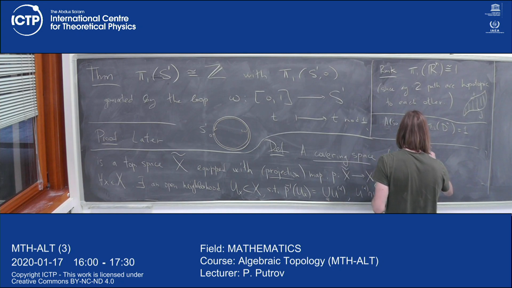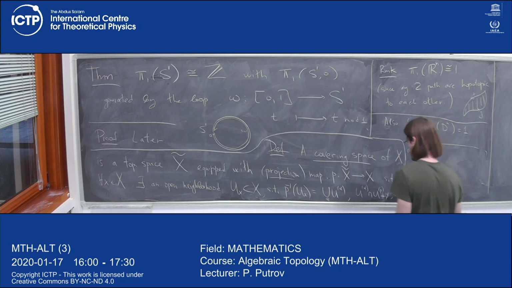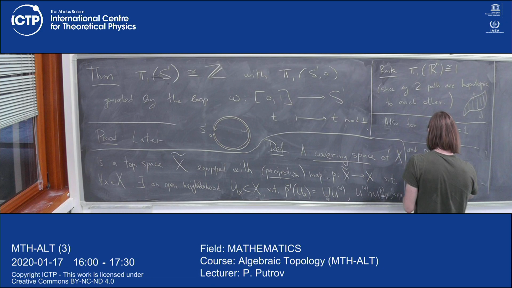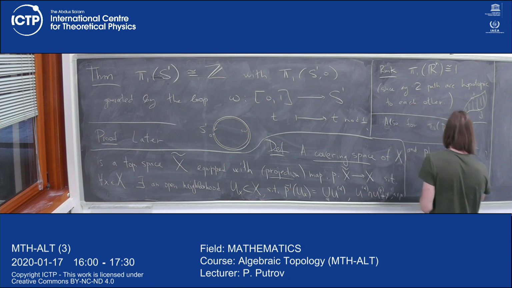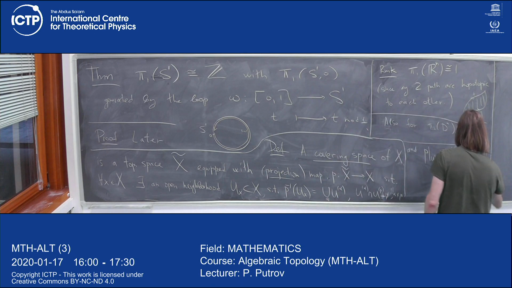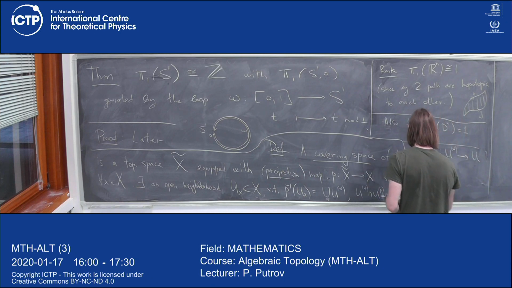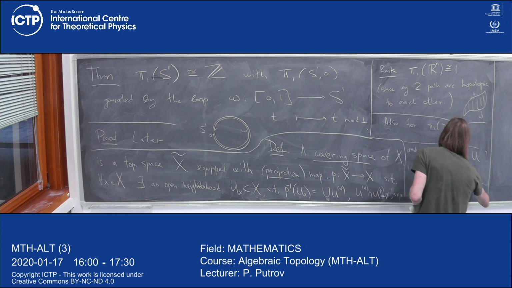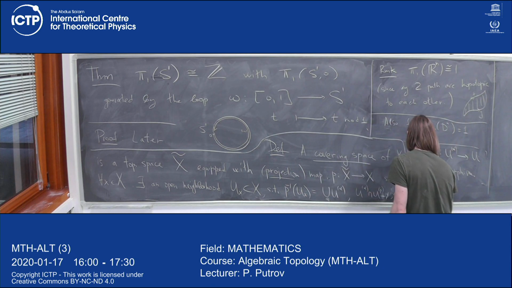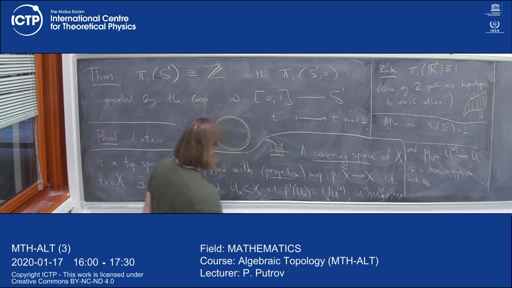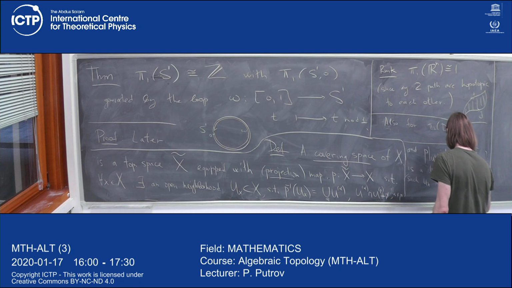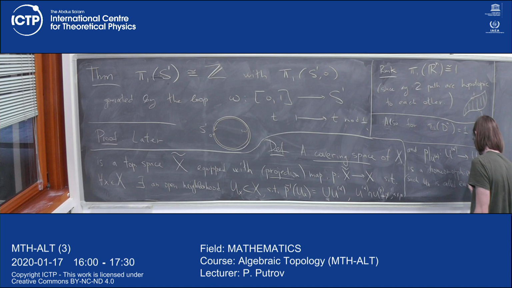And if I restrict my projection map p to any of the open sets here, this gives me a map from U_alpha to U_x, and this should be a homeomorphism. Such a neighborhood which satisfies this property is called evenly covered.